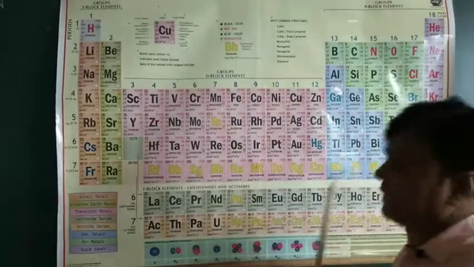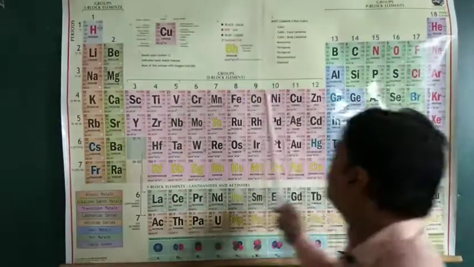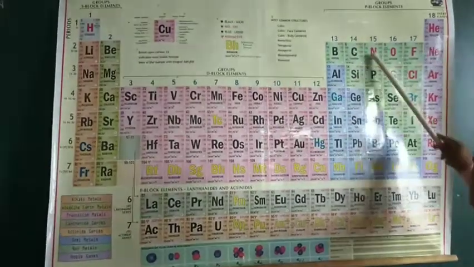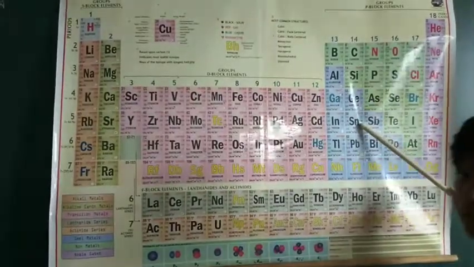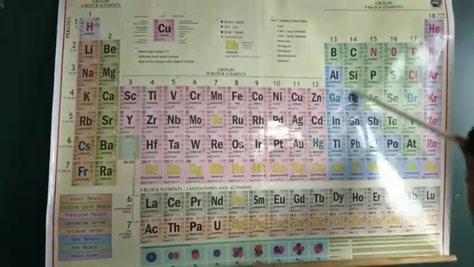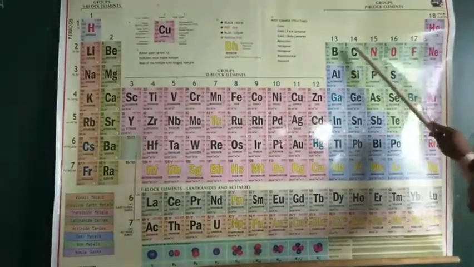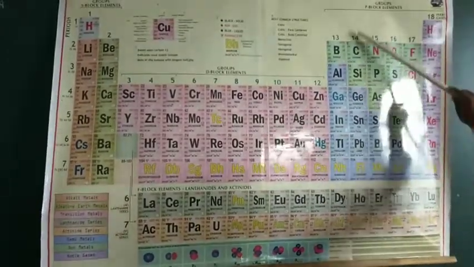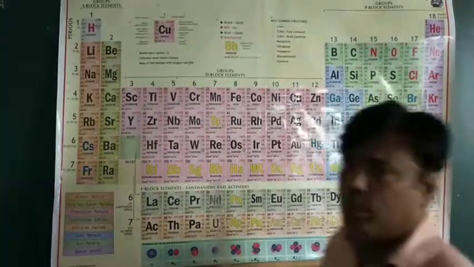Okay. The second thing is electropositivity, or you can say metallic behavior. Here carbon is a non-metal, silicon is a metalloid, germanium is a metalloid, tin is a metal. It means as we move down the group, first we get non-metals, after that metalloids, after that metals. It means metallic property increases down the group.